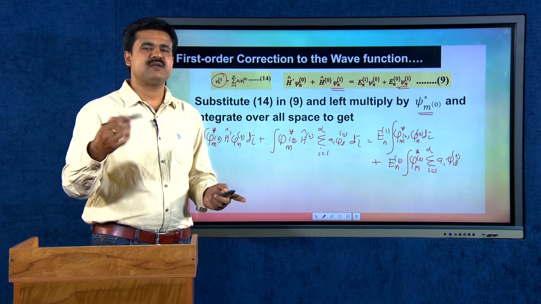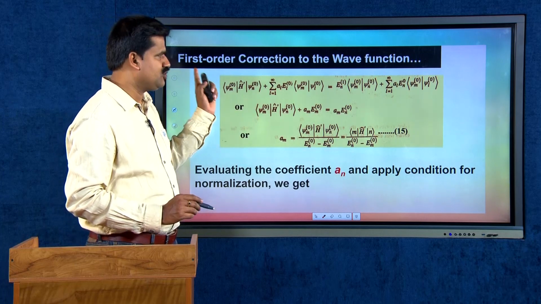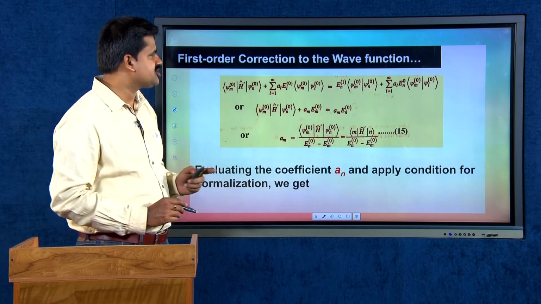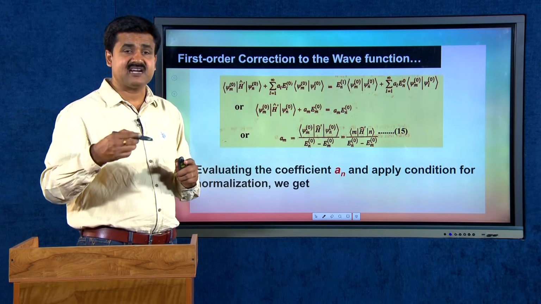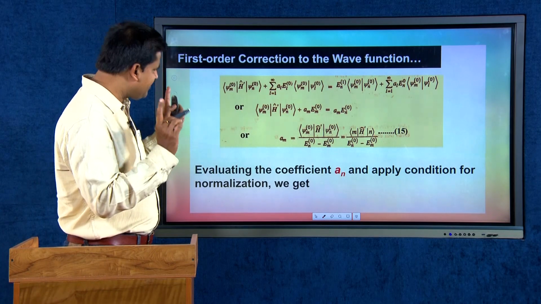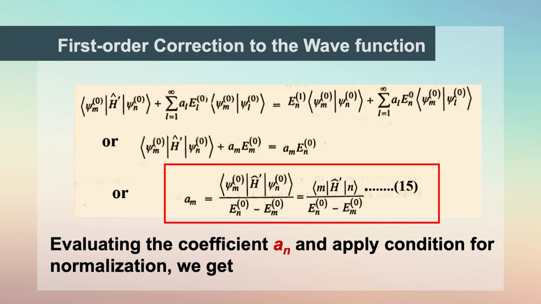This lengthy expression can be further simplified, and finally using Bra and Ket representation. After the Bra and Ket representation and final simplification by applying the condition for Hermitian property, we get the expression AM, where AM is arbitrary constant that depends on M. AM equal to psi m 0 h hat psi m 0 divided by En 0 minus Em 0, or this integral can be further simplified like this.